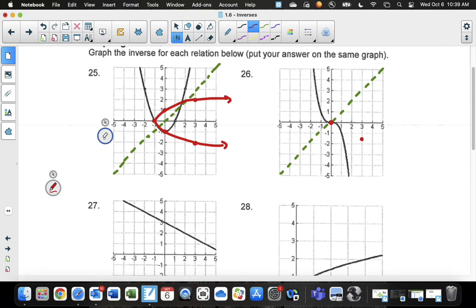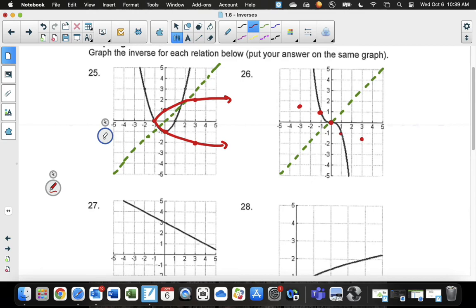Same thing down here. Let's say we're at positive 1.5, negative 3. Negative 3, positive 1.5. Switch the coordinates. Okay? And right now, it might look like a line. It's not. Which means if you don't have enough points yet, then graph a few more to see what's going on. For example, the point 1, negative 1 looks like it's on the graph. So therefore, the point negative 1, 1 is going to be on the inverse.